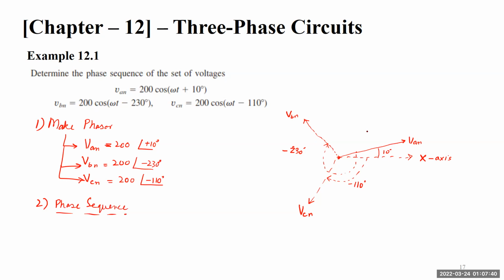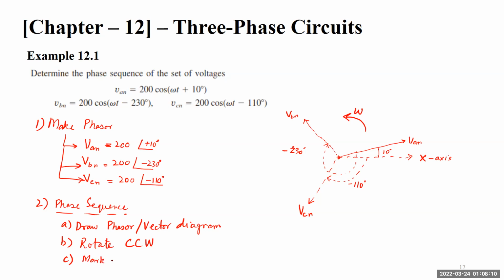So for phase sequence, once you have drawn this vector diagram, always, part A, draw the phasor or vector diagram. And once you have drawn that, rotate counterclockwise or anti-clockwise, and number 3, mark the crossing of the x-axis by the phasors.